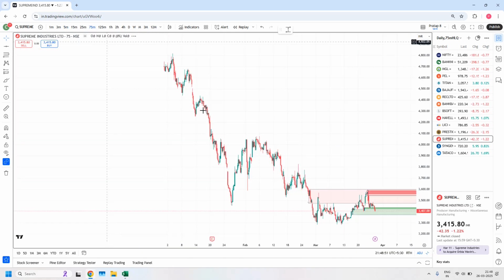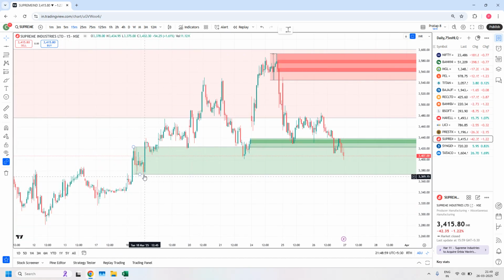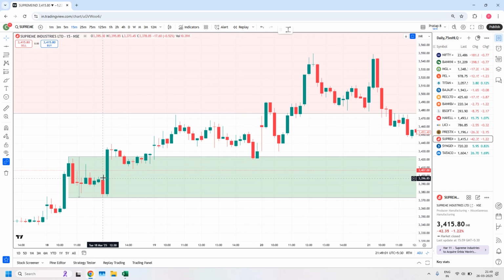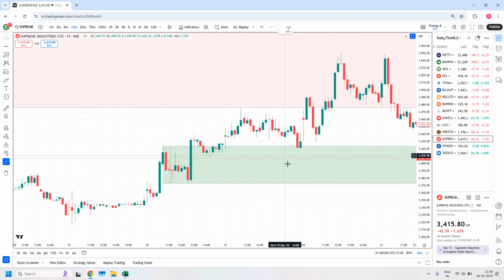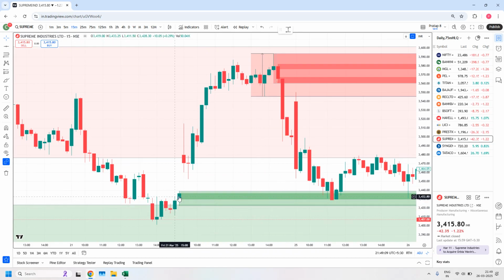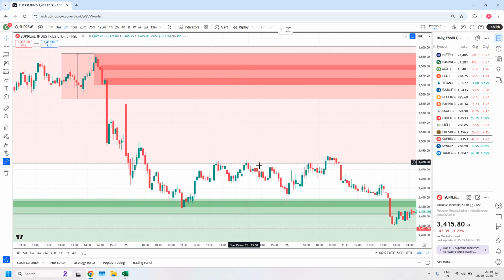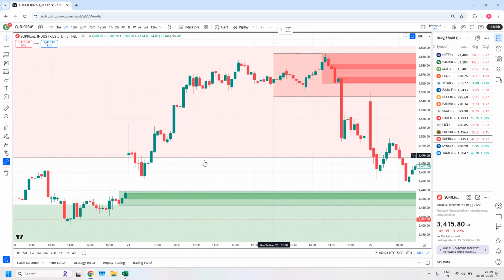Supreme Industries is a 75 minutes zone. Rally, base, rally. If you want to fine tune with 15 minutes, see, the 15 minute structure is not good here. Drop candle, rally candle. But what happened in the recent time, when prices entered, you see rally, base, rally, overlapped at the proximal line of the 75 minute zone. But the fine tuned 5 minute zone went completely outside the zone. See rally, base, rally, it is outside the zone.